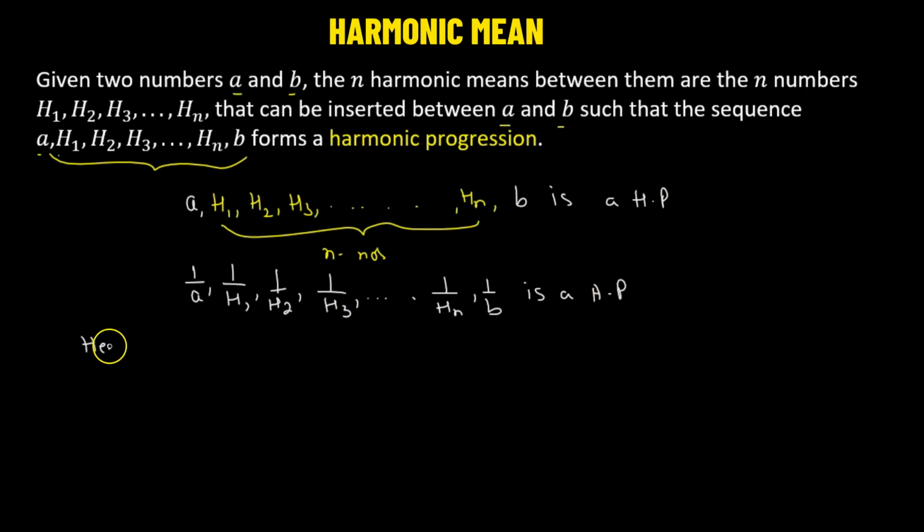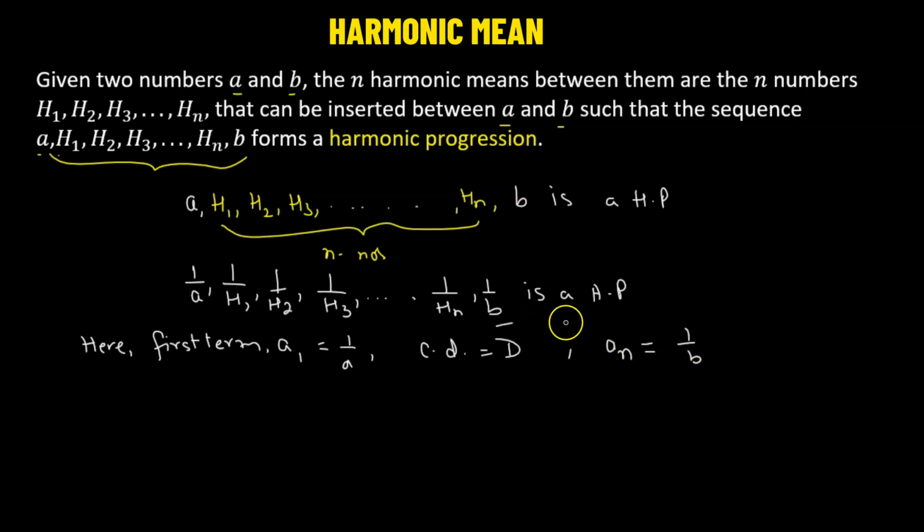Now clearly here, the first term, let's call it A1, is 1 over A. We define the common difference with the uppercase letter D. The nth term, which we call An, is simply 1 over B, since the nth term is the last term. Let's try to find the nth term. The nth term formula is given by A plus n minus 1 times the common difference D. This is the general form of a given arithmetic progression.